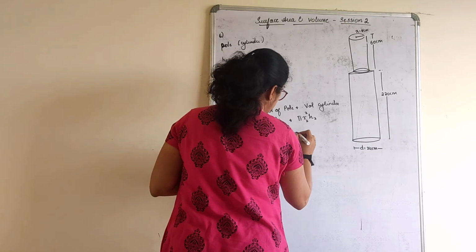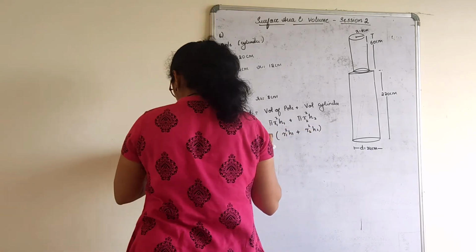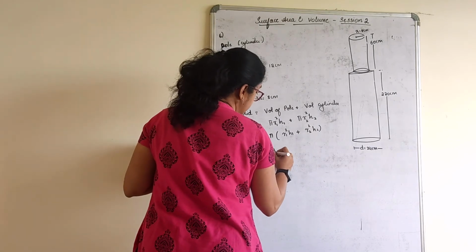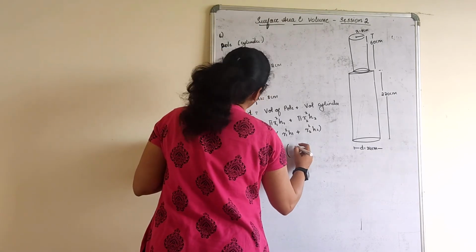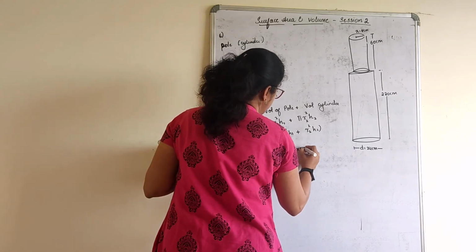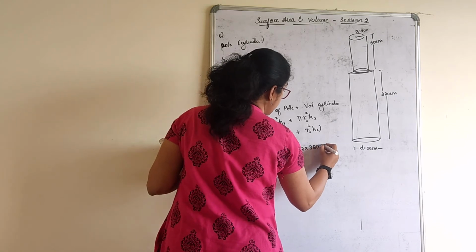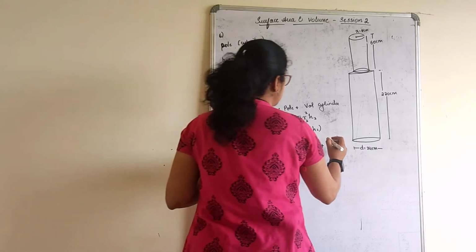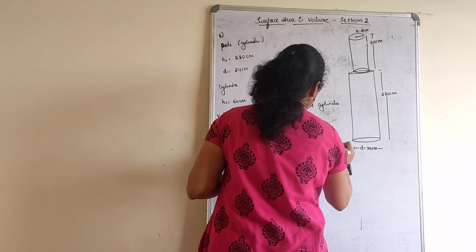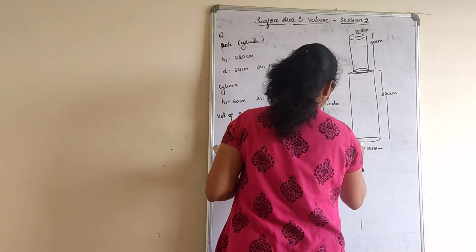R1 square of H1 plus R2 square of H2. Yes, use pi as 3.14. So R1 is how much? 12 into 12 into 220, plus R2 is 8 into 8 into H is 60.